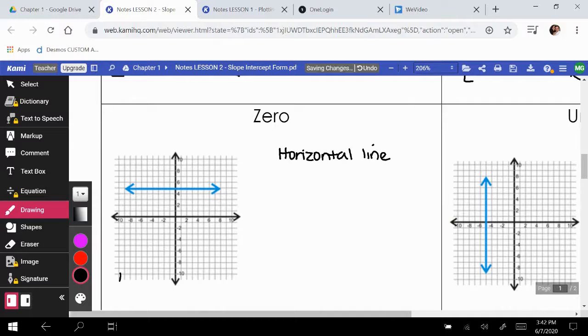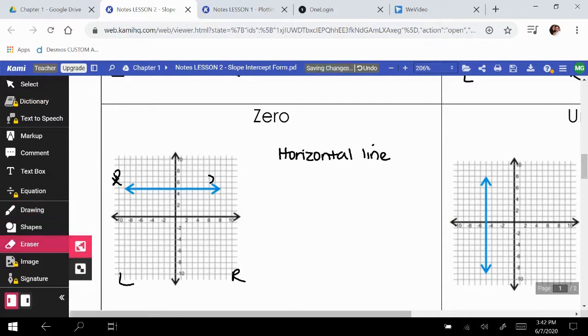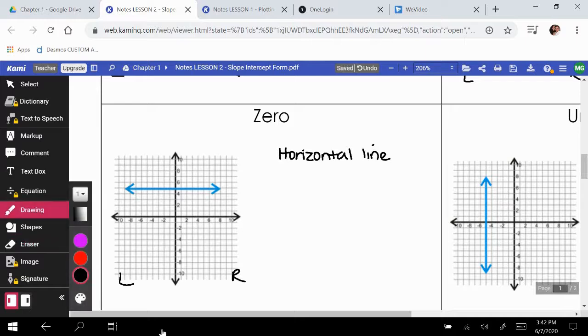Okay, imagine you're moving from left to right and you have a person here. And he just walks along the road. There's no grade. He doesn't have to hike up a hill or descend down a hill. He just walks straight forward. That's a 0 slope. Okay, again, rise over run.